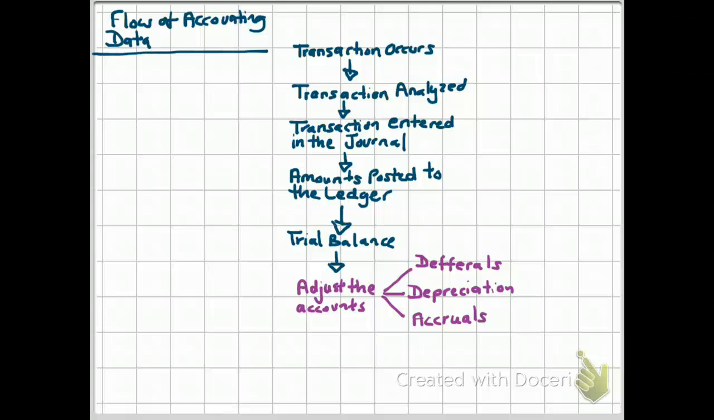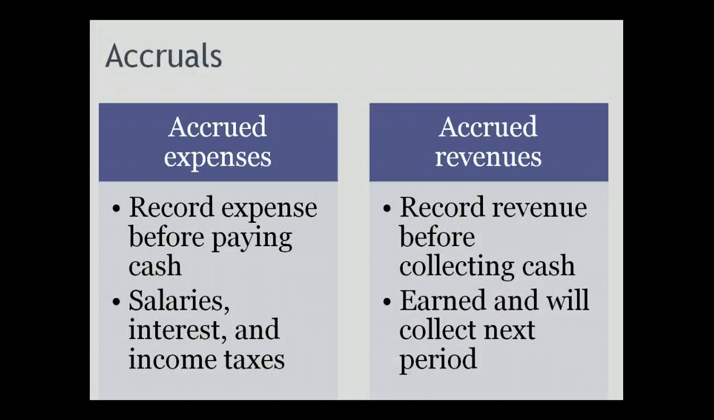So now we've talked about deferrals, depreciation. Now we're going to talk about accruals. There are two types of accruals, accrued expenses and accrued revenues. Accrued expenses is where we record expense before paying cash. Examples of accrued expenses that you will see are salaries, interest, and income taxes.